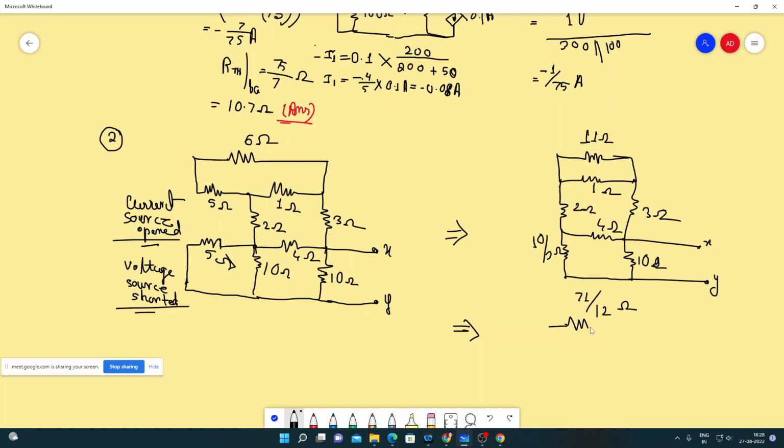71/12 ohms, that in parallel with 4 ohms and 10 ohms. So here we have 10/3 ohms. So now we can simplify it further. So we have 4 ohms and 71/12 ohms in parallel.